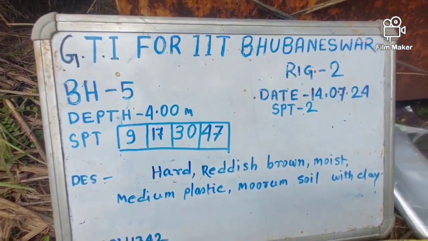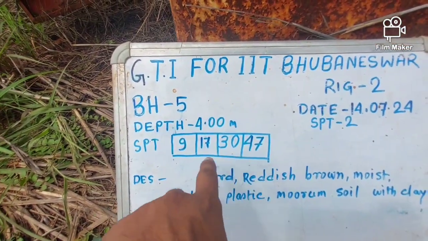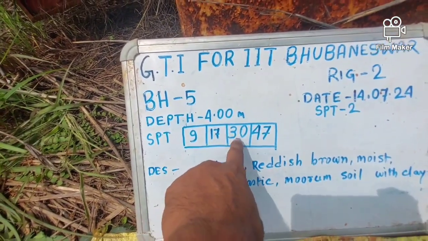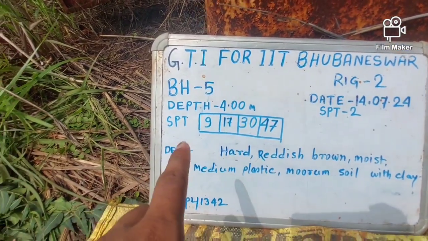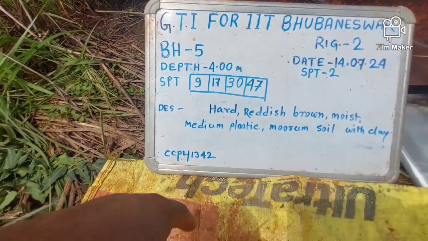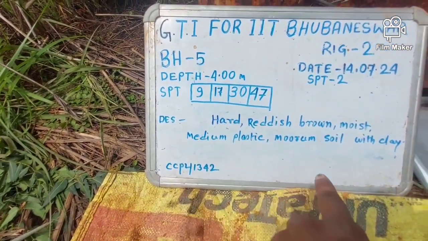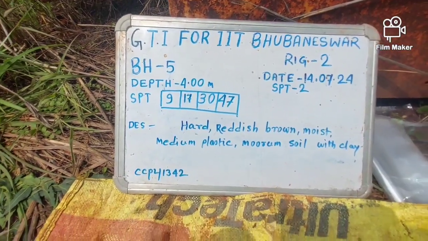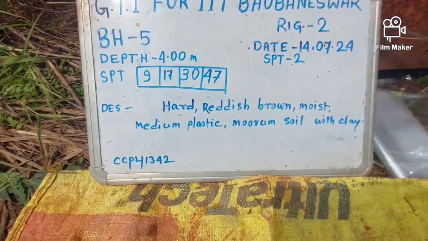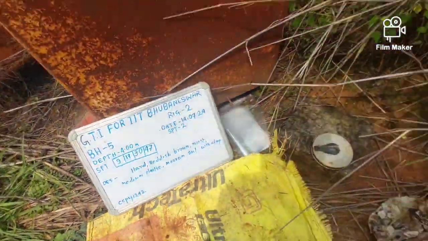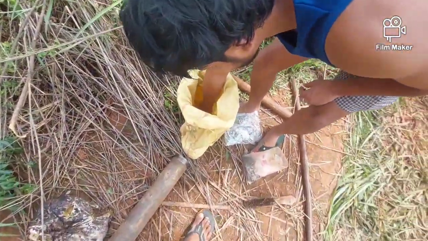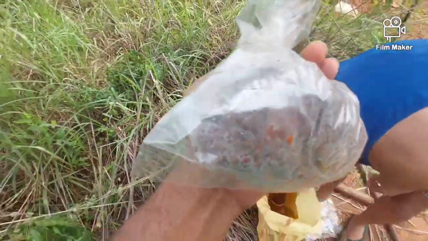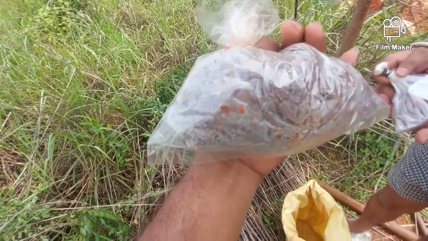During the sample, here we can see the borehole 5, rig number 2, date, and SPT number 2. First at the depth of 4 meters, the first 150 mm had 9 blows, the second 150 mm increase had 17 blows, and the third 150 mm had 30 blows, or the last two total 47 blows. It also describes the soil sample as hard, reddish brown, moist, medium plastic moorum soil. Okay, and we can see how the sample is collected and put into a polythene bag.